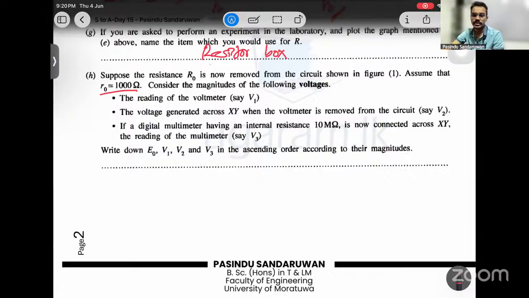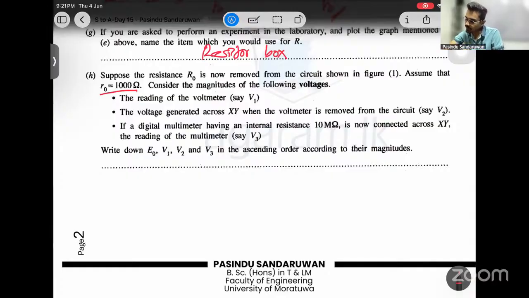That is the potentiometer issue, the reason we had to choose a potentiometer. When a voltmeter is connected, it absorbs a small voltage, a small current. Current means IR drop, so a voltage is absorbed. Then if the voltmeter is removed, the actual potential difference will be there across X and Y.